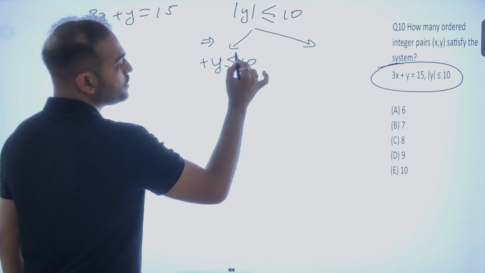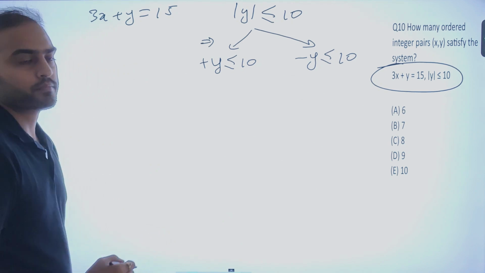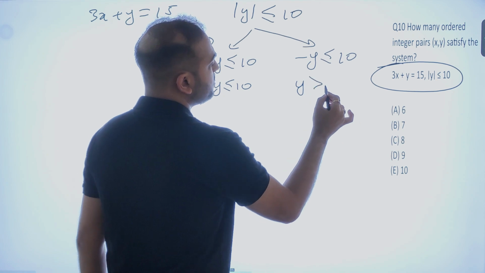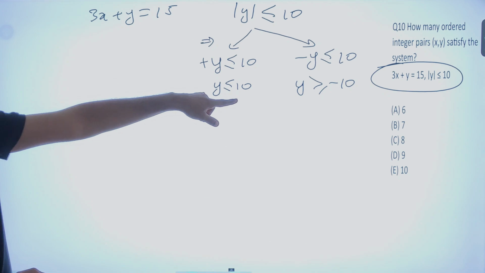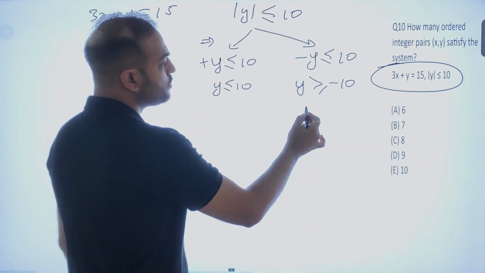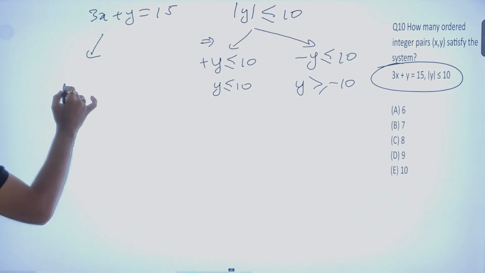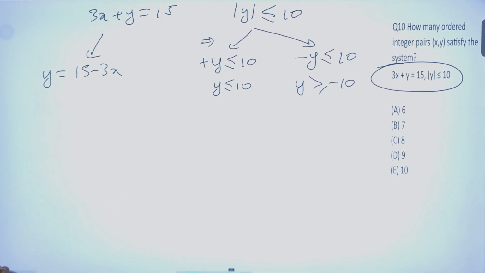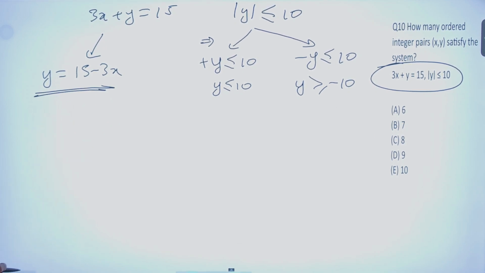Plus y is less than equal to 10, minus y is less than equal to 10. So we get y is less than equal to 10 and y is greater than equal to minus 10. So when we break it into two parts, we get two conditions. From the first equation, the value of y is 15 minus 3x.